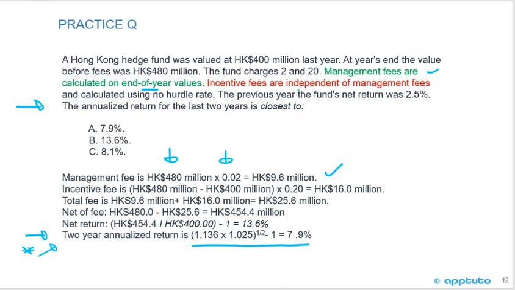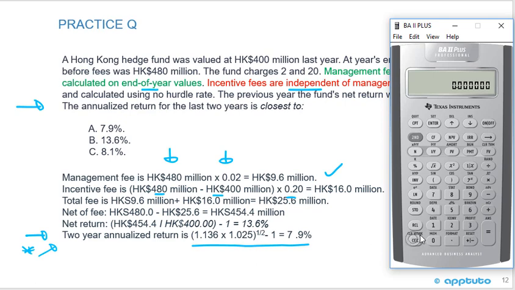Now it says the incentive fee independent of management fee, so we've seen that now for the second time. We know how that's going to work. We're just going to use the ending value minus the beginning value. We're not subtracting the management fee because the incentive fee is independent. So we know that now, and we're going to multiply that by 20% to get our incentive fee.